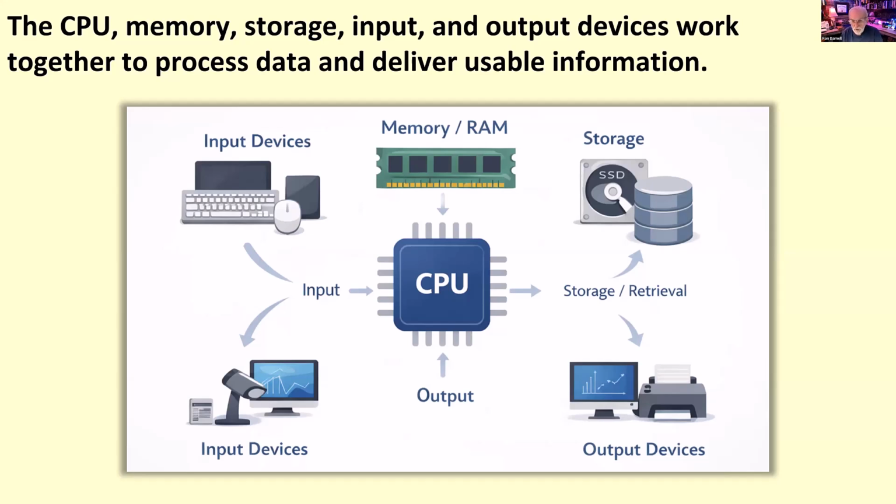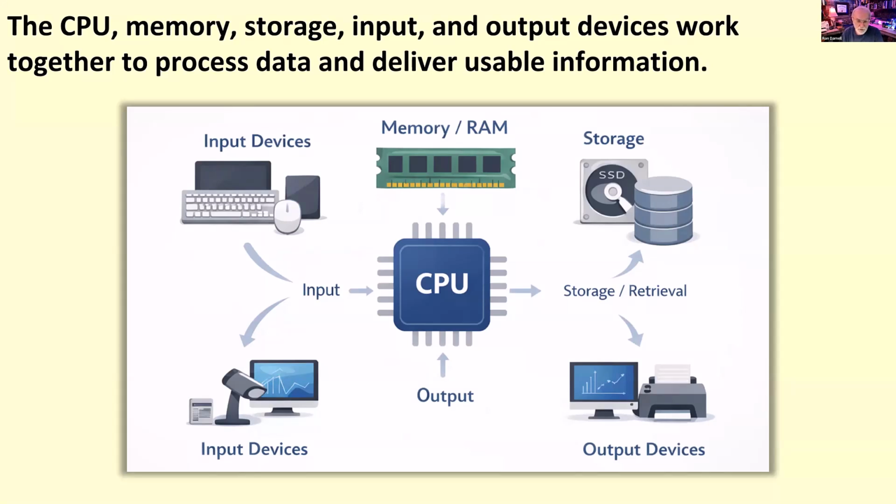Storage plays a different role. While RAM is temporary, storage devices such as hard drives, solid-state drives, and other storage media retain data for long-term use. This is where files, applications, and system data are saved when they're not actively being processed. Input devices such as keyboards, scanners, or touchscreens allow users or systems to enter data. Output devices such as monitors, printers, or speakers communicate results back to users.